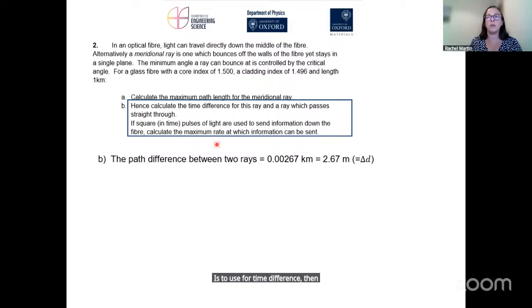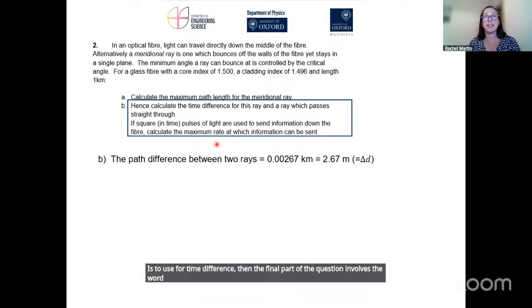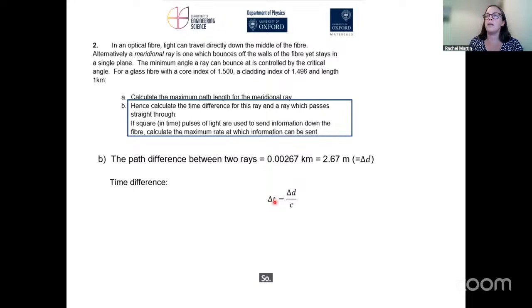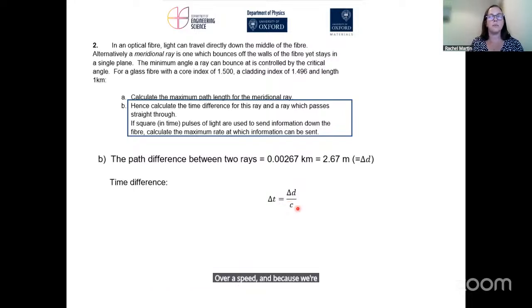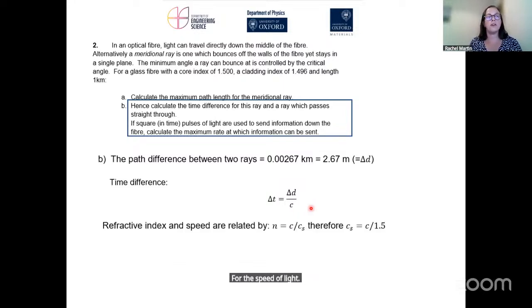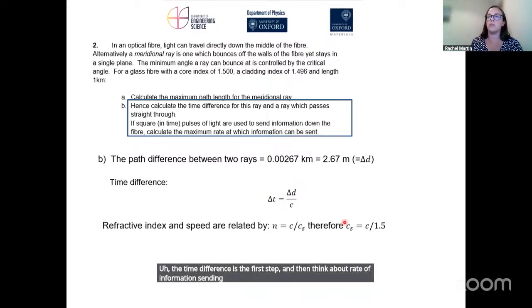Then the final part of the question involves the word rate, and rate is a word that comes up often in science, but definitely in physics. So in terms of time difference, just think of it as the path difference, a distance, over a speed, and because we're dealing with light, I'm using the letter c for the speed of light. Well done, lots of answers coming in. The time difference is the first step, and then think about the rate of information sending. What does the word rate mean?